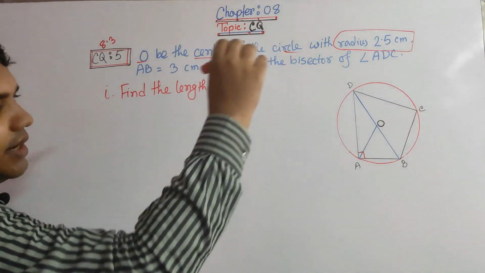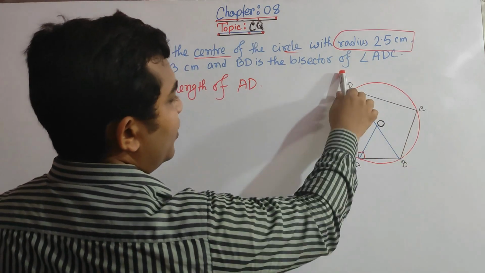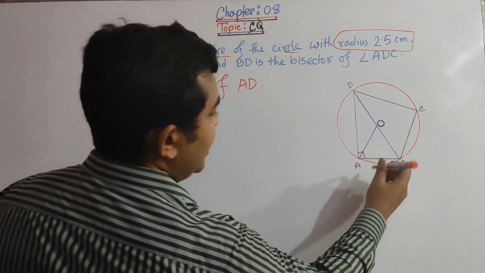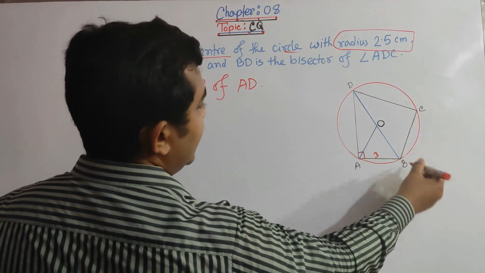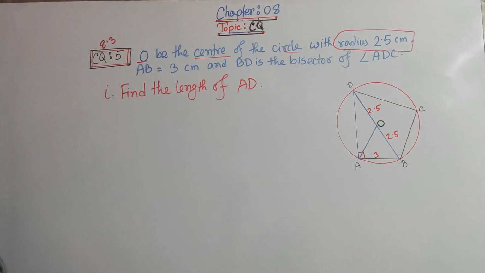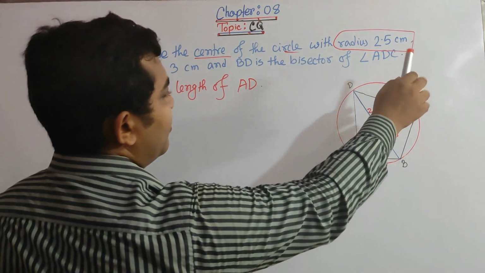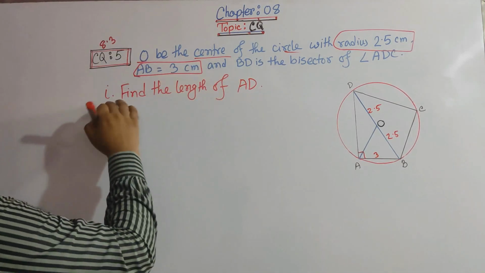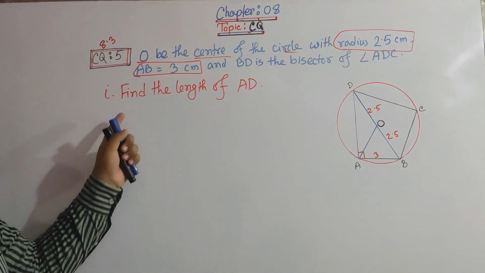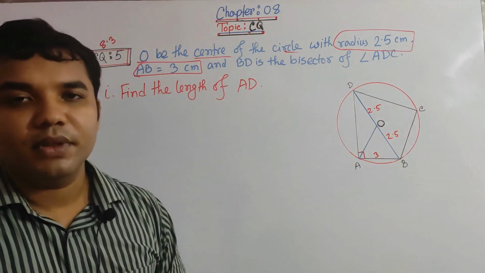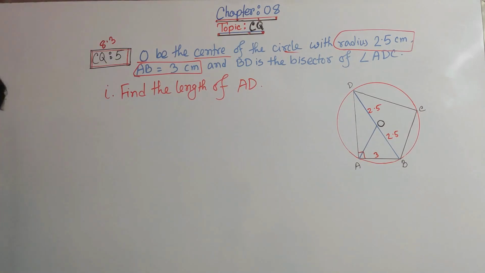What is the radius of this circle? The radius can be OA, OD and OB. These are all radii. AB is 3, which is given. Our radius is 2.5, so these two are 2.5, and BD is the bisector of ADC. These parts are very important for our first question. Our first question says: find the length of the AD side. So how can we solve this?